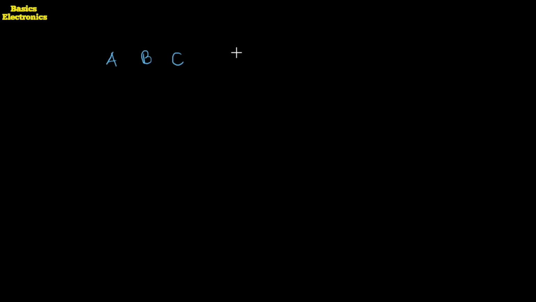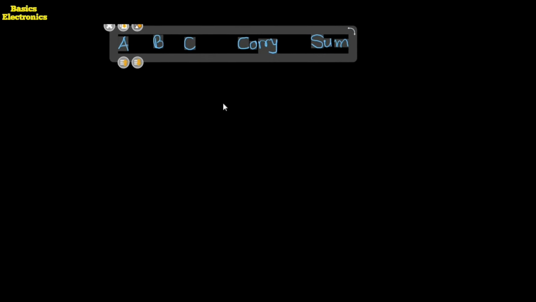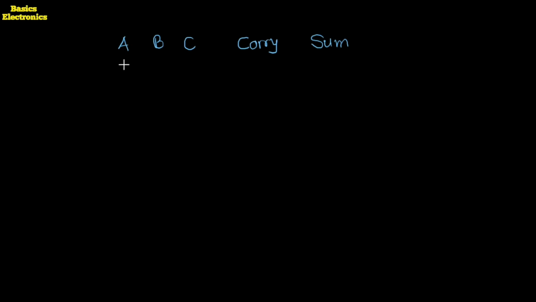After this, there are two outputs. Which are those outputs? The carry output and the sum output. So the combinations of the inputs we have to apply. The three inputs are there, so the total number of combinations is 8, and the first combination is A equals 0, B equals 0 and C equals 0. At this time we get carry is 0 and sum is also 0.